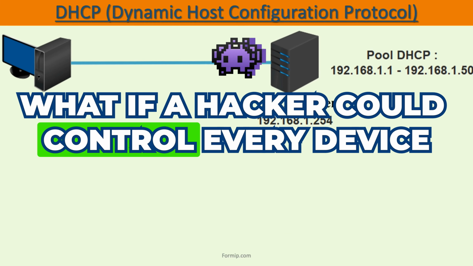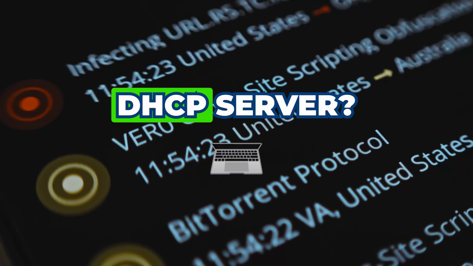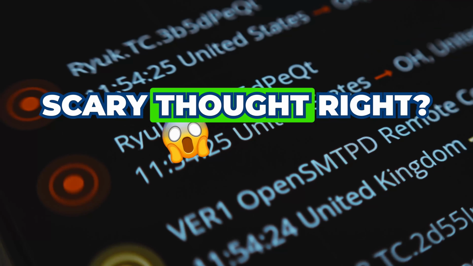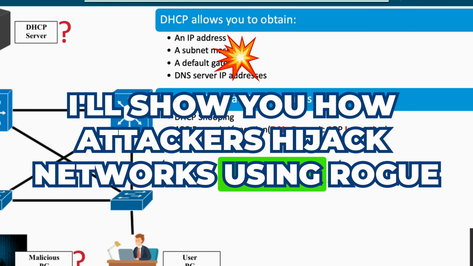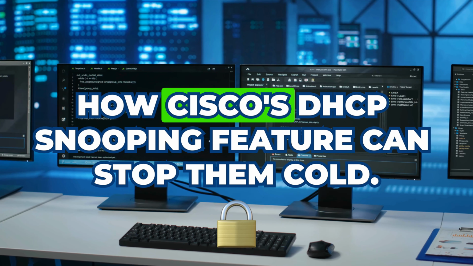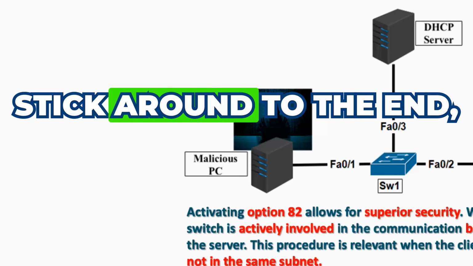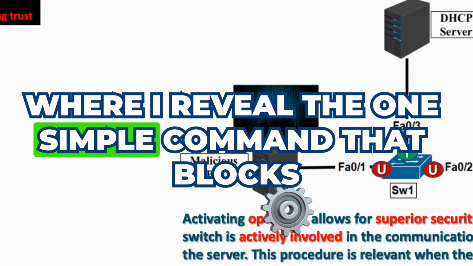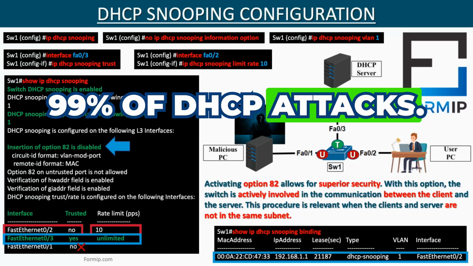What if a hacker could control every device on your network just by pretending to be your DHCP server? Scary thought, right? In this video, I'll show you how attackers hijack networks using rogue DHCP servers, and more importantly, how Cisco's DHCP Snooping feature can stop them cold. Stick around to the end where I reveal the one simple command that blocks 99% of DHCP attacks.